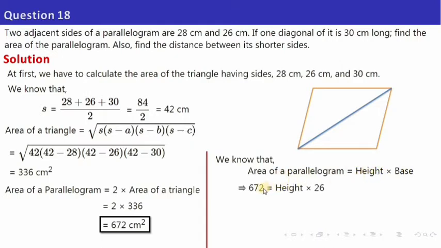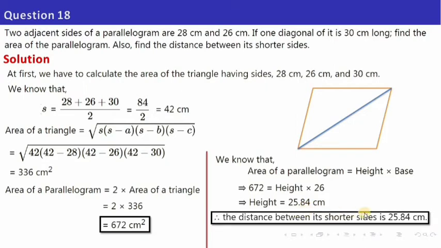Area of the parallelogram is 672. So bring this 26 to the denominator. So you get height equals 672 by 26. When you calculate that, you get your answer to be 25.84 centimeter. So I got the distance between the shorter sides, which is 25.84 centimeter. You may pause the video and note down your solution.